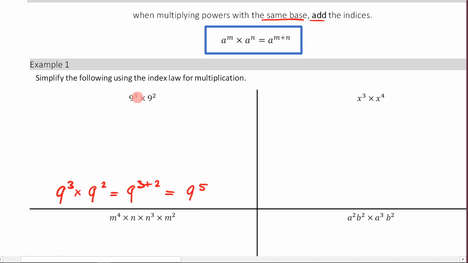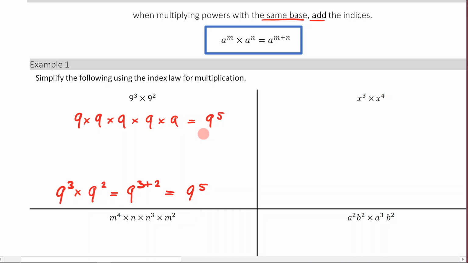So if I have 9 to the power of 3, that's going to be 9 times 9 times 9. Then I have a multiplication sign here. Then I have 9 to the power of 2, so it's going to be 9 times 9. Now, how many 9s do I have here? I have 1, 2, 3, 4, 5. So that means that is the same as 9 to the power of 5.